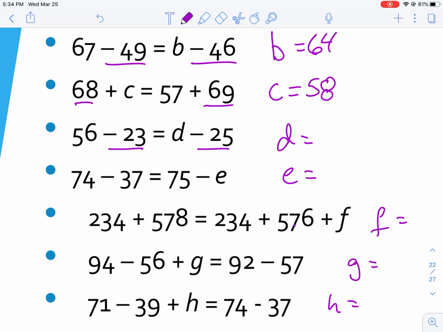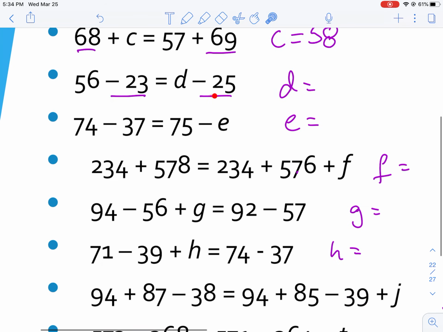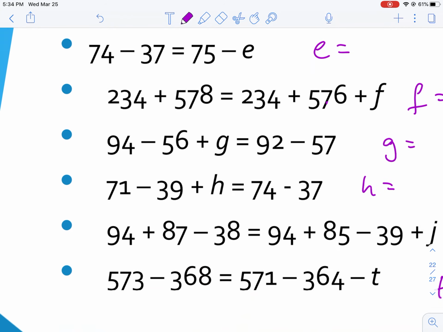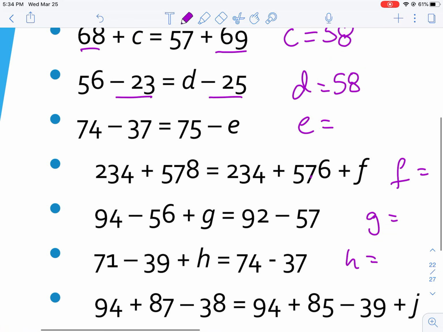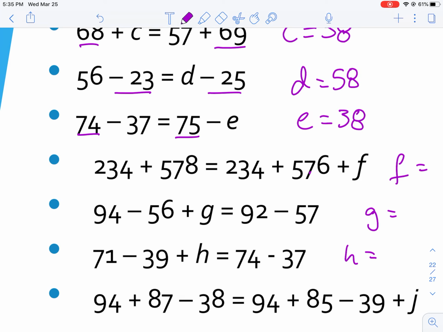The next one, we see I'm subtracting 23 versus 25. Pretty similar. I'm subtracting 2 more. Since I'm subtracting 2 more, this number has to be 2 greater than this number. So that means D has to be 58. Okay, that's what we had last time. Next example, we've got 74 compared to 75, pretty similar. I'm starting with 1 more, so when I subtract, to make them even, I need to subtract 1 extra here. So when I subtract 1 more than 37, E is 38.